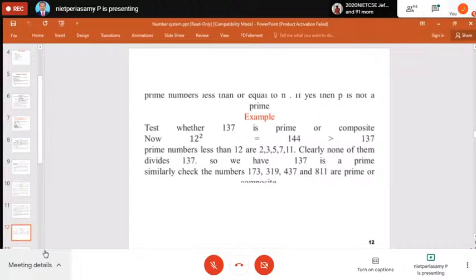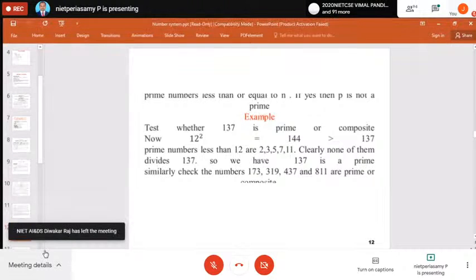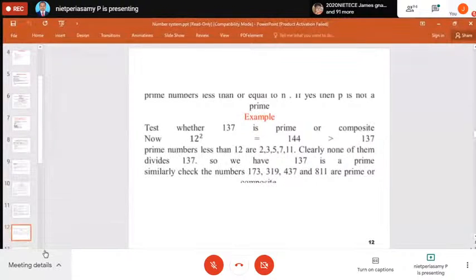As per the definition, we can identify by finding the divisors of 137 whether it is prime or composite. That is one method, but it is difficult. So by using this shortcut method, we can identify whether the given number is prime or composite. For that, first you find the square of a number that is nearest greatest to this 137.